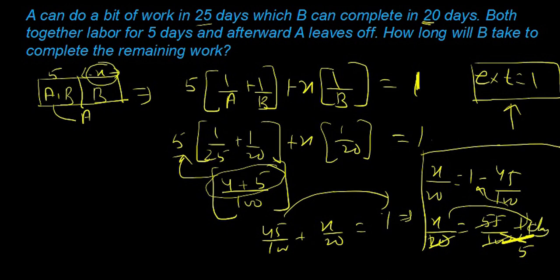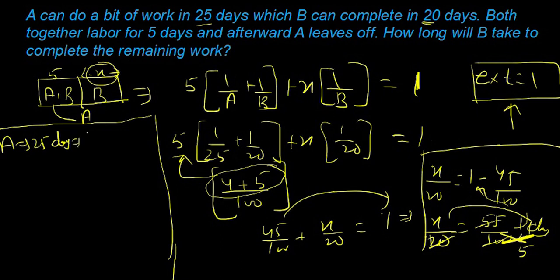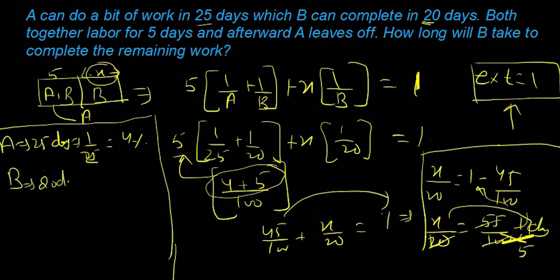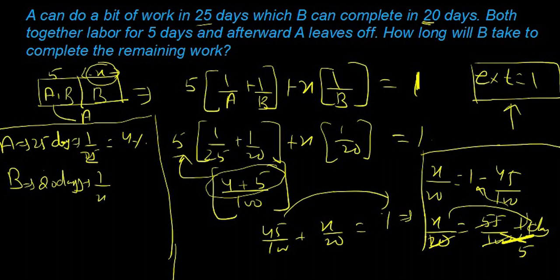Again, by using the percentage method, as I told you, whenever the questions are going to be tough, I think this is going to be so useful for us. So A can complete in 25 days. So 25 days in terms of percentage, can I say that is 4%? B can complete the work in 20 days. So 20 days in terms of percentage is what? 5%. So 4 plus 5 is what?